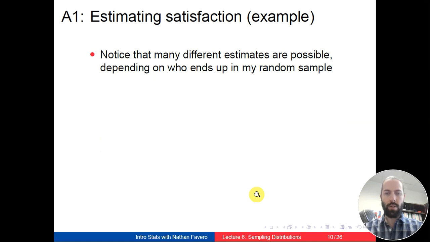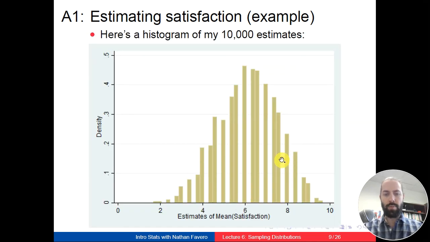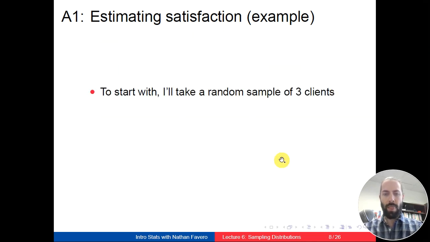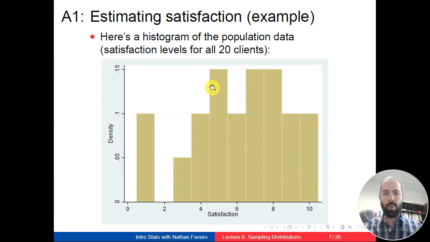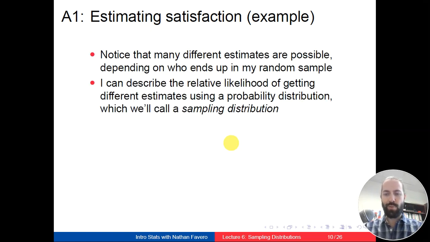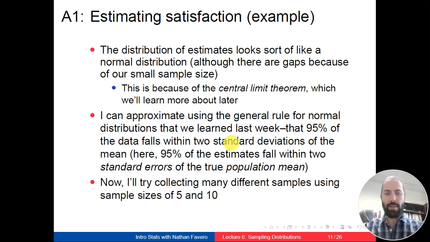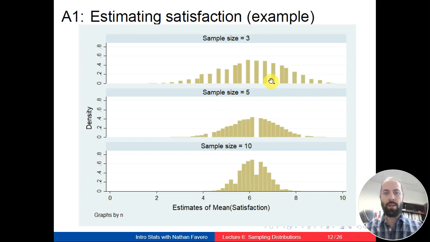This was showing what our results could look like with a sample size of 3, but using this same population of 20 clients, what happens if we draw a sample of 5 or a sample of 10? Well, as our sample size gets larger, we should be getting more precise estimates, right? But let's see what this looks like. So here's that same distribution that we already saw, except the graph looks a little bit different because we've squished it down to make room for 2 other graphs.